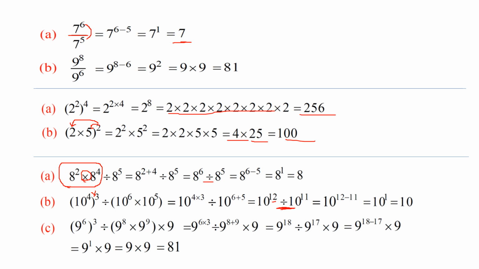Then we have 9 power 6, the whole power 3. Again, this can be multiplied. So it gives 9 power 6 times 3, which is 18. And in this bracket, we have to simplify. 8 plus 9 will be 17. Then we need to divide first, because we go left to right. So 18 minus 17 will give you 1. And again we have times 9. So 9 times 9 will give you 81.